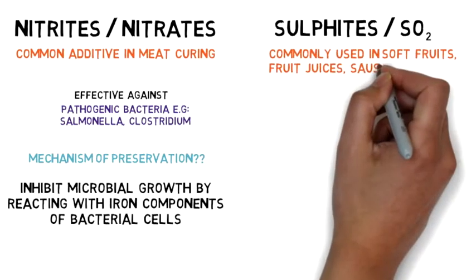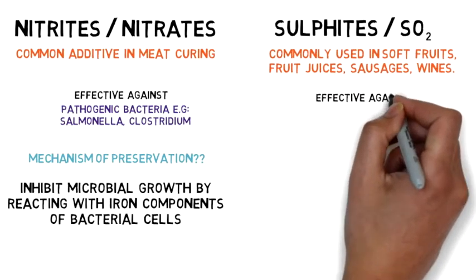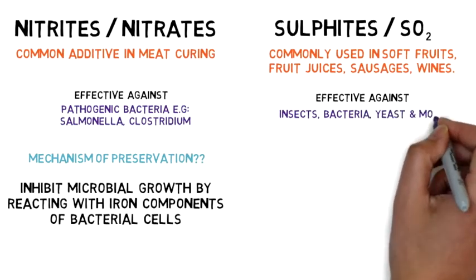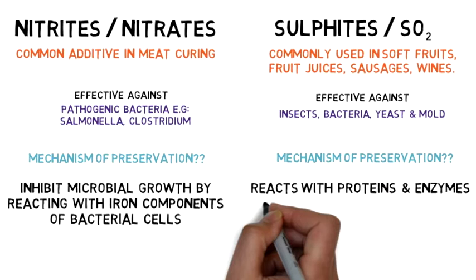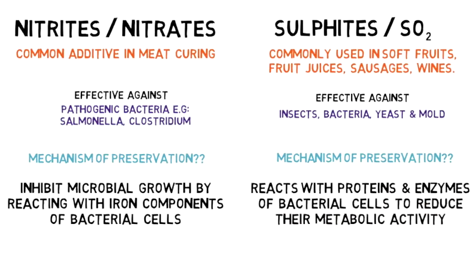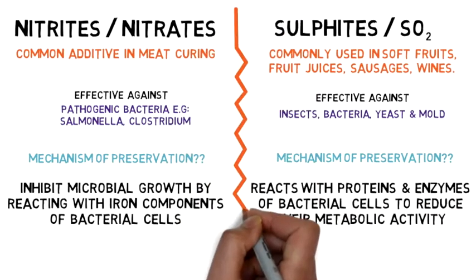Sulfites or sulfur dioxide, commonly used in soft fruits, fruit juices, sausages, and wines, effective against insects, bacteria, yeast, and mold. The mechanism? They react with proteins and enzymes of bacterial cells to reduce their metabolic activity.